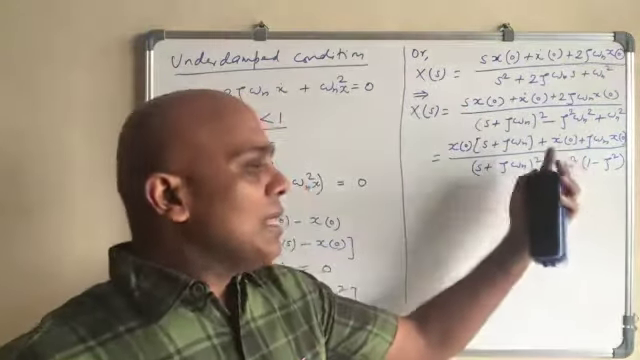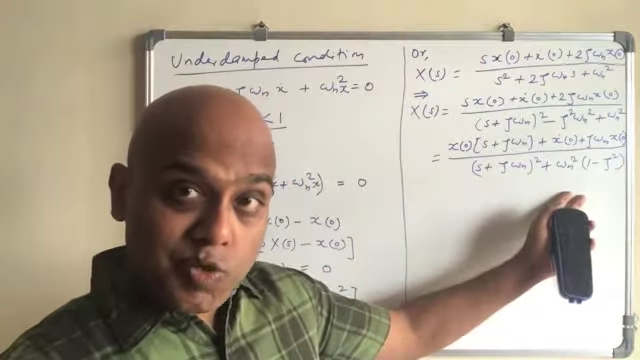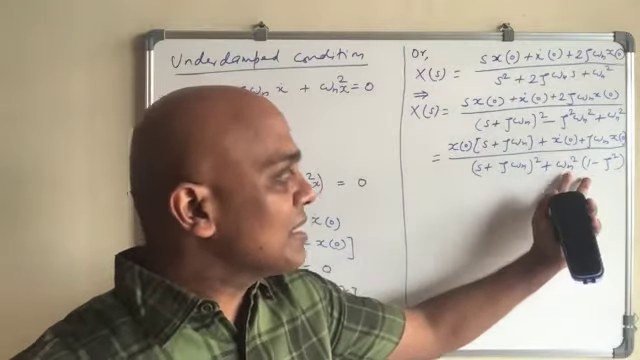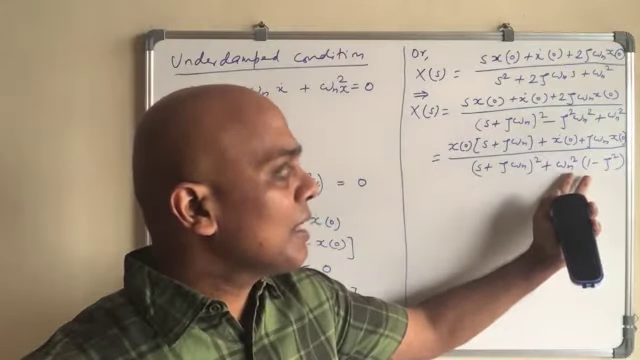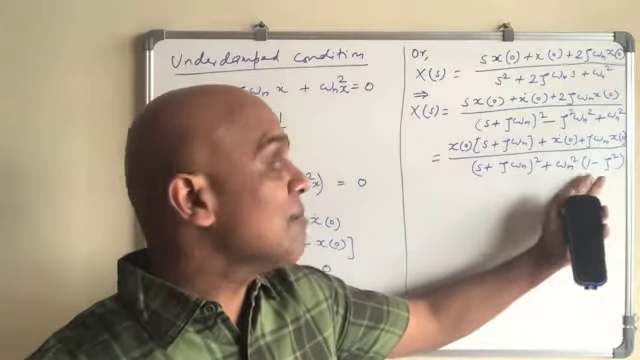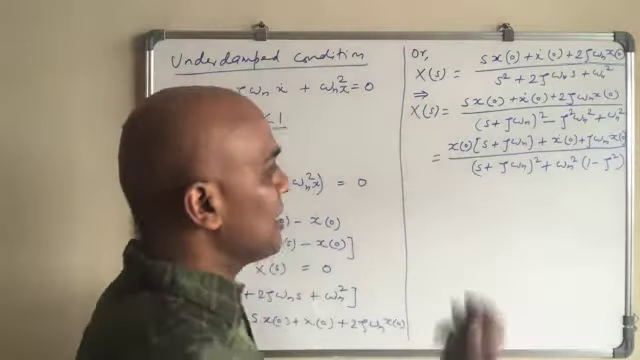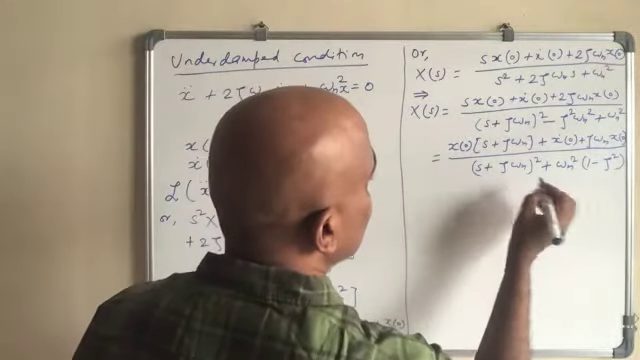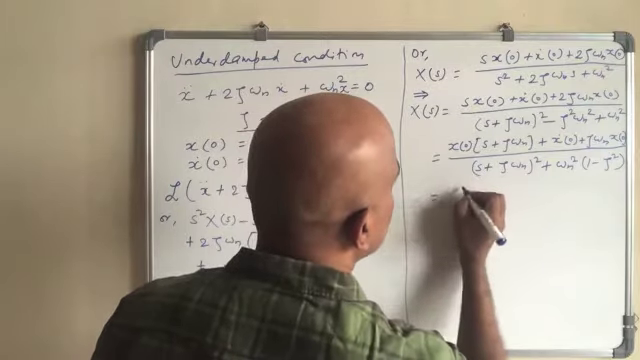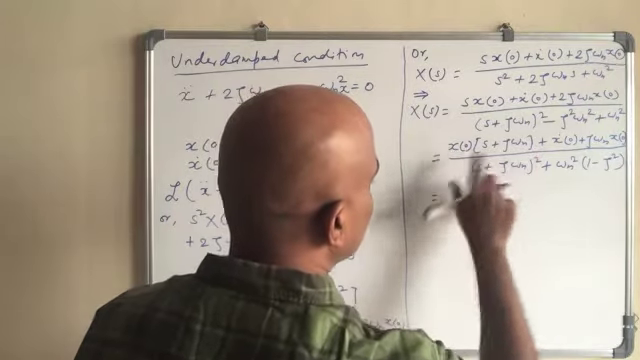Now in video lecture number 2, we called this omega n square multiplied by 1 minus zeta square as omega d square. Okay, so we can write this one as omega d square. So we are going to simplify further.